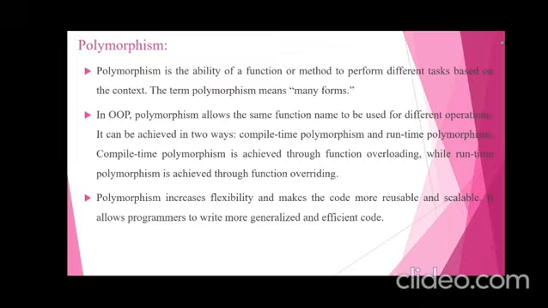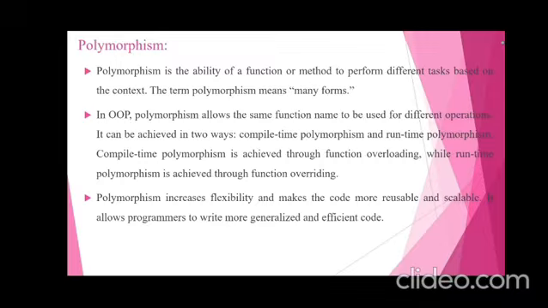And the next one is, in object oriented programming, polymorphism allows the same function name to be used for different operations. It can be achieved in two ways: compile time polymorphism and runtime polymorphism. Compile time polymorphism is achieved through function overloading, while runtime polymorphism is achieved through function overriding, which means we can use one function name but it can perform different tasks depending on the situation or input.